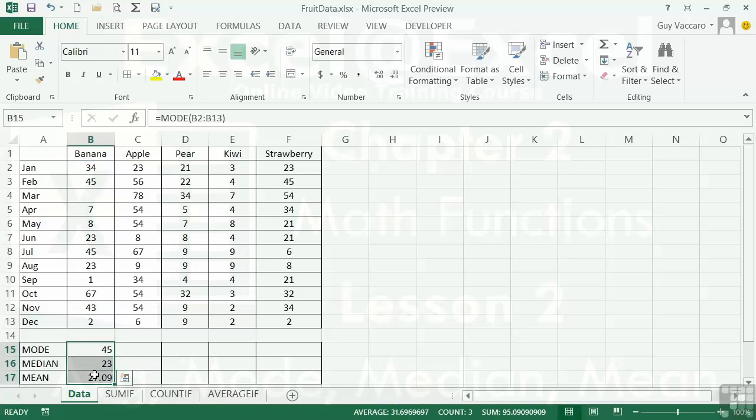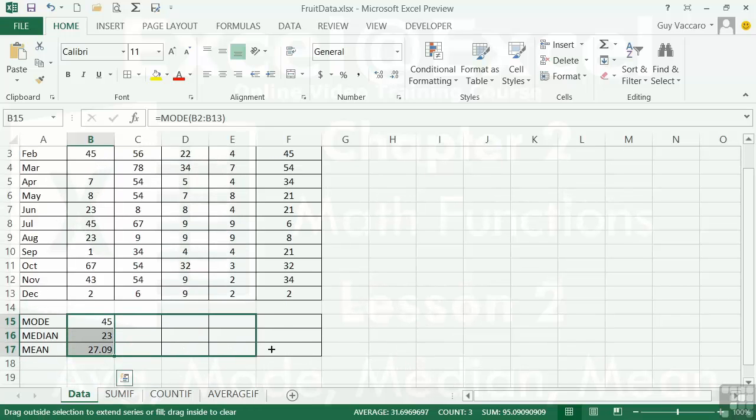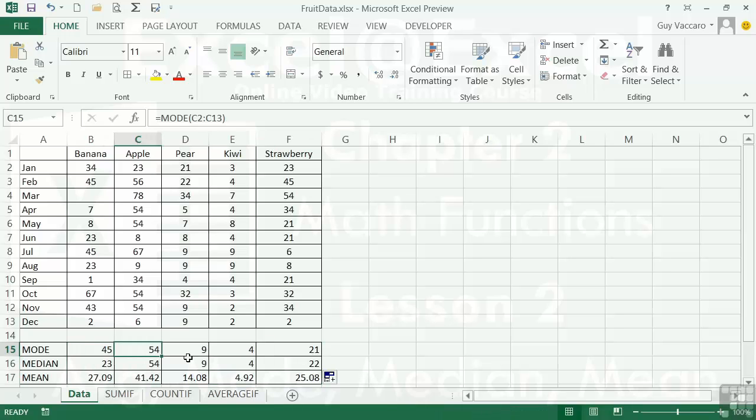We can then take all 3 of those and replicate them across all of our different fruit. And we find it returns obviously different values. Everything is relative.